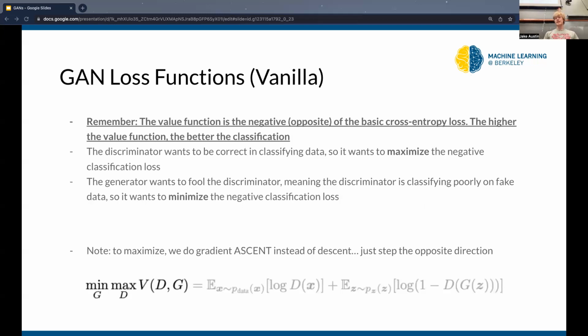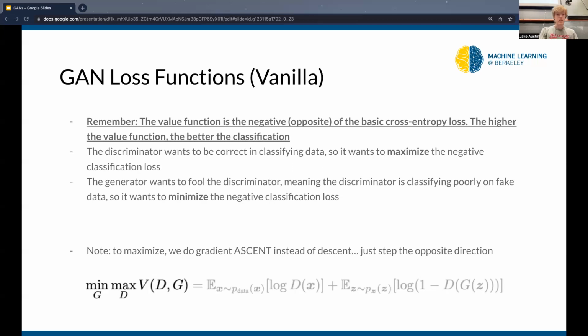So remember, this is a game theory scenario. The discriminator and the generator have opposite goals: one wants to make this value function really big, one wants to make it extremely small. In this case, the higher the value function, the better the classification. So if the value function is super high, that means the discriminator is doing its job very well and classifying the images correctly. The discriminator wants to maximize this value function, whereas the generator has the interest of fooling the discriminator and making this value function as small as possible. And if we're maximizing a value function, just note that for the discriminator we're going to do gradient ascent. But this just comes down to a single keyword in your PyTorch optimizer, not something to worry too much about. It means just step in the opposite direction from your normal gradient steps. So that is the min-max part of this.